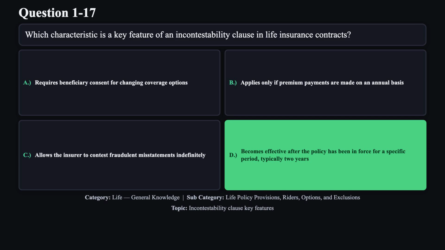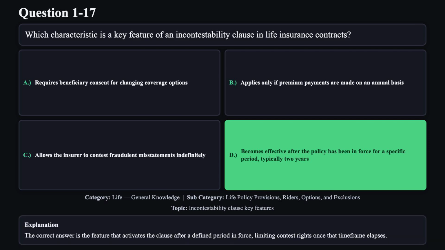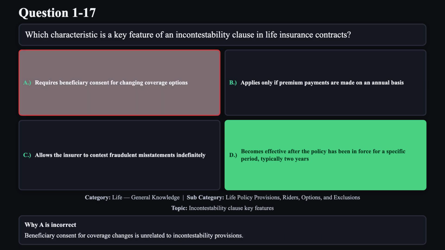The correct answer is D. The correct answer is the feature that activates the clause after a defined period in force, limiting contest rights once that time frame elapses. Reason A is not correct. Beneficiary consent for coverage changes is unrelated to incontestability provisions.